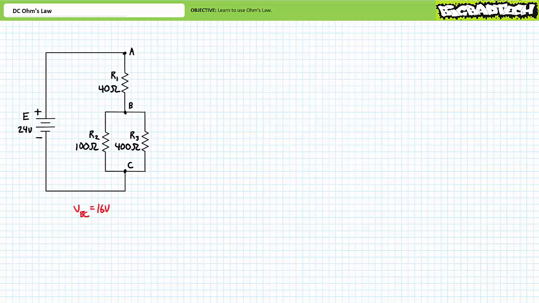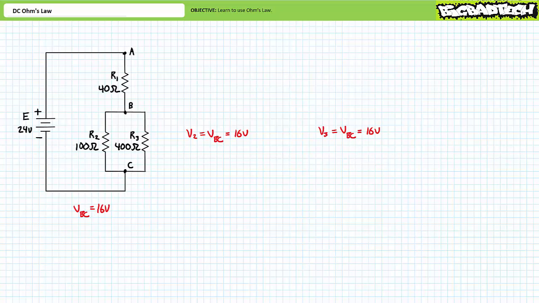Let's say the only additional piece of data we have about this circuit is a single voltage reading, VBC, known to be 16 volts. Given both resistor 2 and resistor 3 are between node B and C, we now know that both voltage across resistor 2, V2, and the voltage across resistor 3, V3, to also be 16 volts. Let's apply Ohm's Law to see if we can solve for other unknown circuit properties.